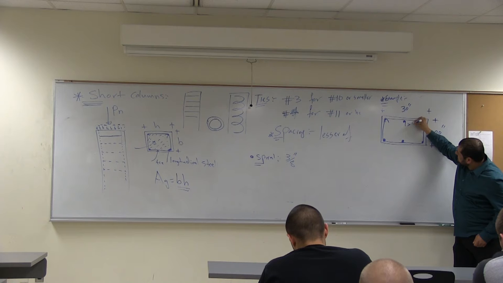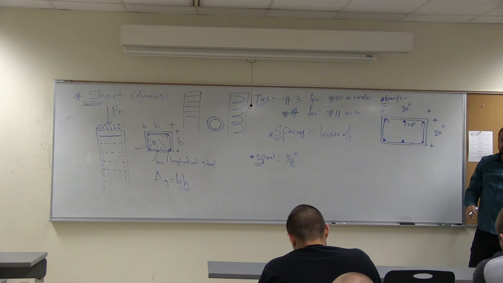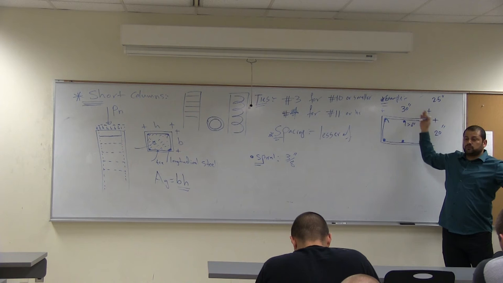Let's check it. Assume a cover to the center of the bar equal to 2.5 inches. We have 30 minus 2.5 from here and 2.5 from here. That's 25, right? Divided by 2.